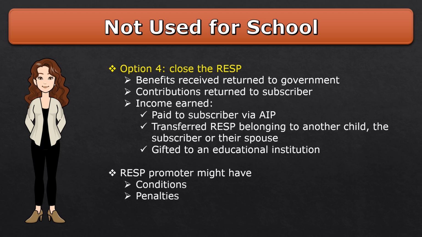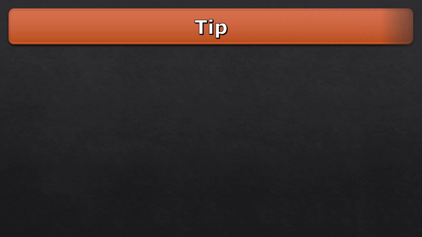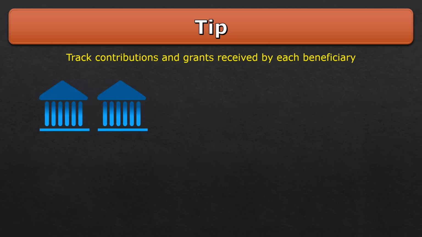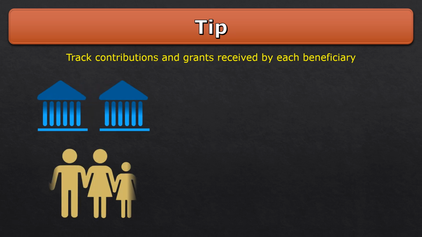Now that we understand RESPs in detail, I'm going to give you a tip to help you manage your account and avoid paying extra taxes. Since there are limits involved with an RESP, it's essential to track the contributions made for each beneficiary, as well as the grants each of them receives. This is particularly important if a child is named as beneficiary to more than one RESP, or if you have a family plan where more than one child is designated as beneficiary.